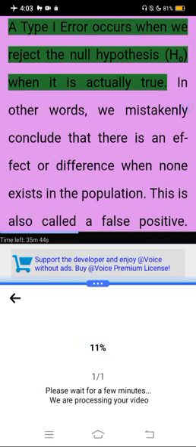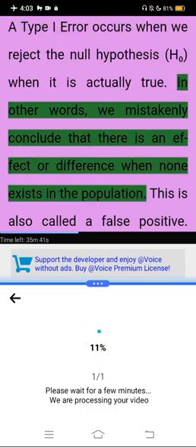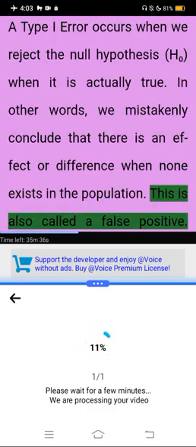A type 1 error occurs when we reject the null hypothesis H₀ when it is actually true. In other words, we mistakenly conclude that there is an effect or difference when none exists in the population. This is also called a false positive.